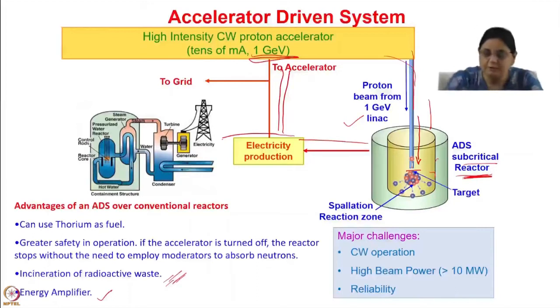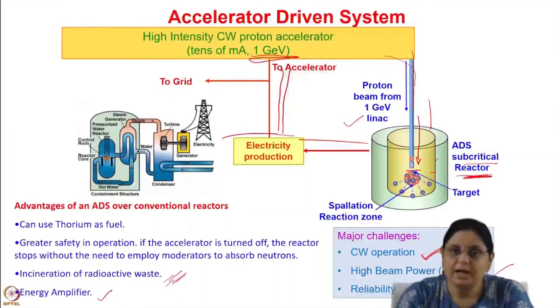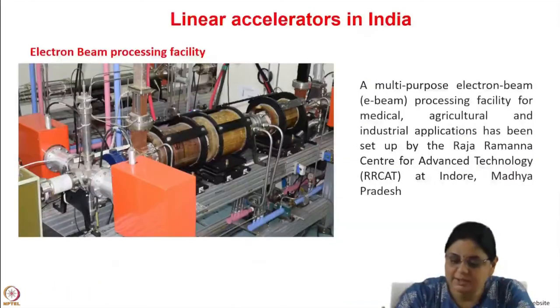The main challenges are from the accelerator side, because it needs to work in CW mode. We will learn what the meaning of CW mode is in the lectures. High beam powers are required and the system has to be highly reliable. Since this is going to be used for production of electricity, it has to work 24/7 for months, unlike other accelerators which are used for doing experiments and need not work for such large durations without any fault. So reliability is very important. For these reasons no such accelerator is working in the world, but work is going on for designing and building such an accelerator.